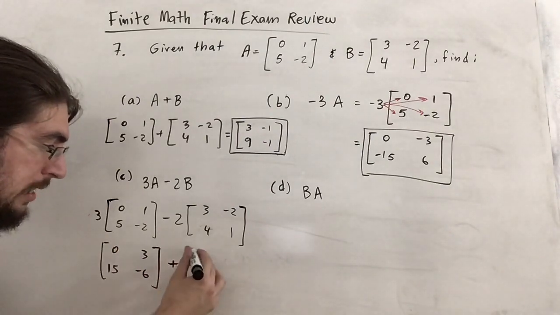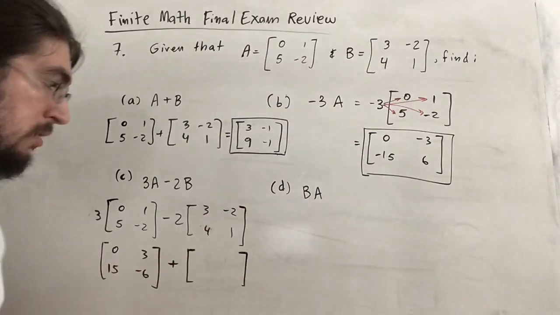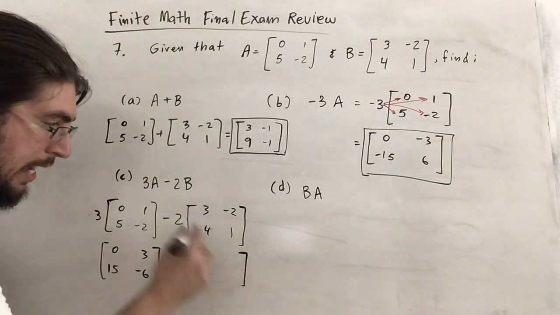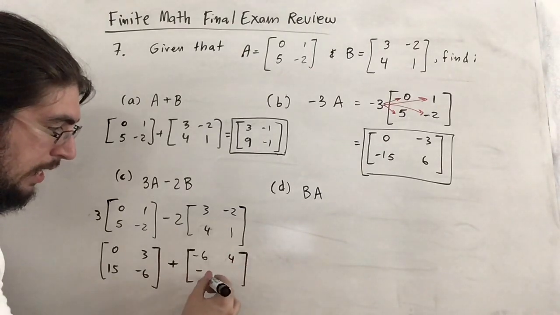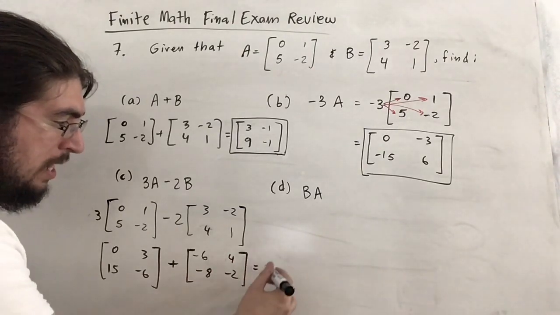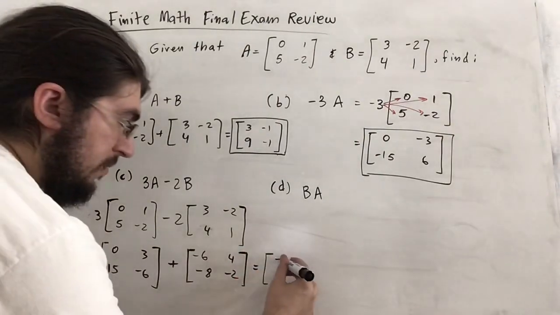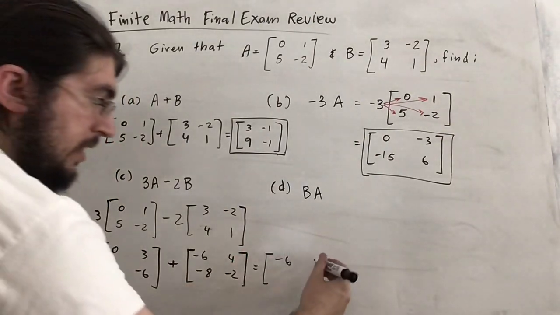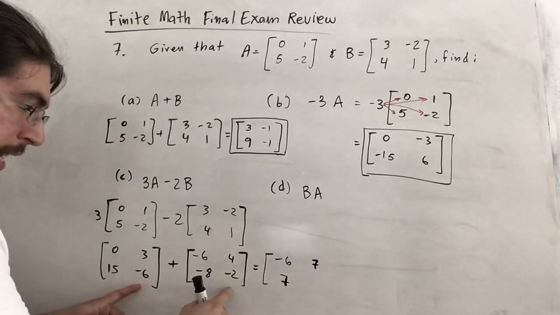And I'm going to make this positive, so I'm going to scale in negative 2 here. Negative 2 multiplied to these will change their signs, and multiply 2. So it's going to be negative 6, positive 4, negative 8, and negative 2. Adding component-wise gives us negative 6 for this entry, 7 here, 7 here, and a negative 8 here.